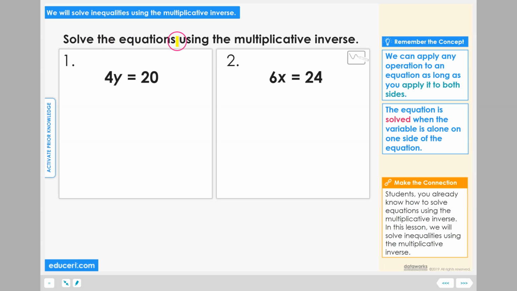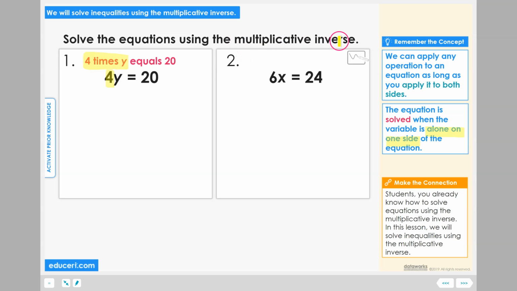Solve the equations using the multiplicative inverse. Problem number 1. 4 times y equals 20. To solve this equation means we want to get the variable y to be alone on one side of the equation. Right now y is not alone because we have a coefficient 4 multiplying times y.